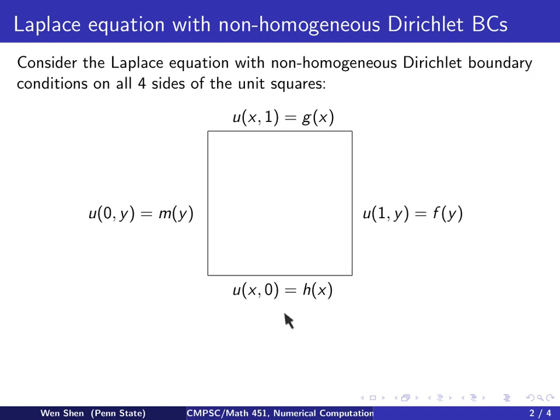On this side, it's a function of x. Let's call it h of x. On this side, the boundary condition changes and y varies here, so some function of y, call it f of y. And up here, we call it g of x, and that is the same as last time. And on here, y varies and x is 0, so this is some function of y. We call it m of y.